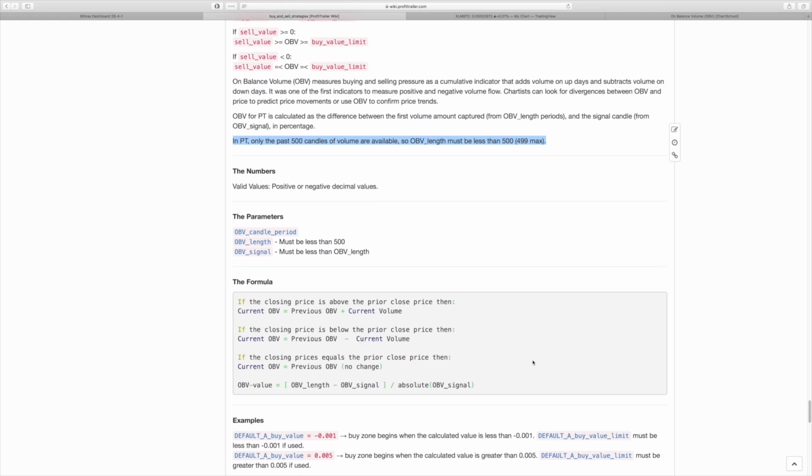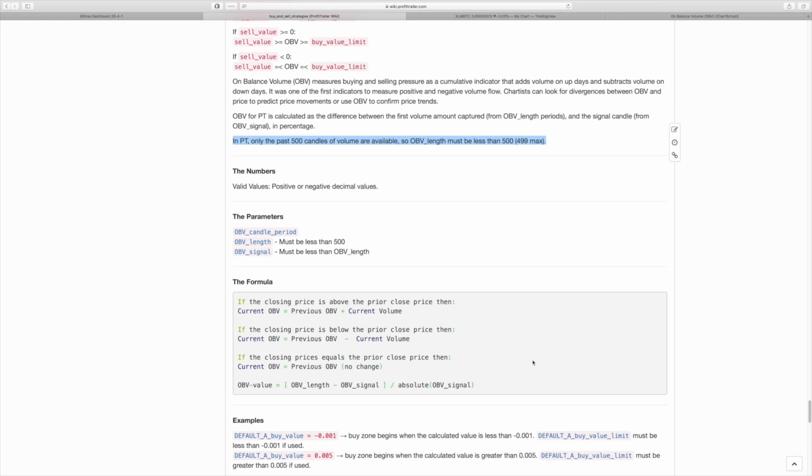So how ProfitTrailer uses on-balance volume. It's going to calculate the OBV based off of your length, how many candles you're wanting to use for that on-balance volume calculation. Then it's going to take that OBV, and whatever you set for your signal, how many candles back do you want to look to compare from that candle to your current candle, the difference in the on-balance volume. And that's actually what you're going to be setting for your buy or sell value, the percent difference between your current candle and your signal candle.